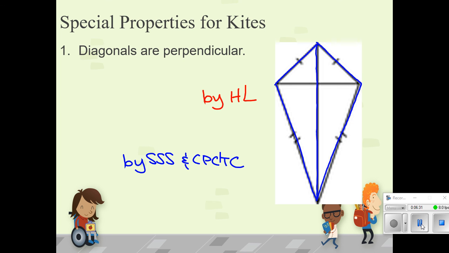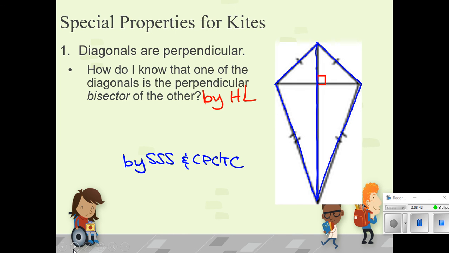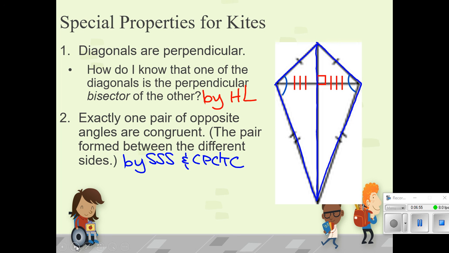Special properties for a kite. Diagonals are perpendicular. So right here, the diagonals are always perpendicular. How do I know that one of the diagonals is the perpendicular bisector of the other? By hypotenuse and leg. Number 2, exactly one pair of opposite angles are congruent. The pair formed between the different sides, so by side, side, side, and CPCTC.